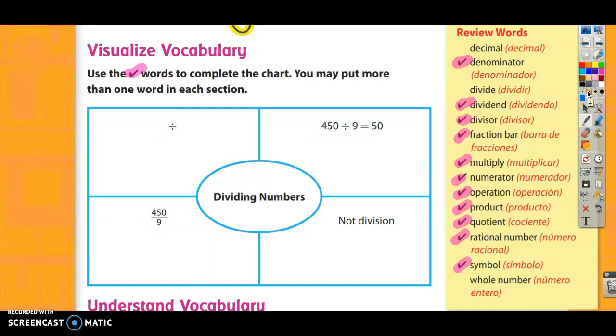So the first one is the division sign. What would you put there? You could write the word division, but it isn't even one of the options. There's dividend and divisor, but it's not one of the options. You could put operation, because that's what this is. It's an operation sign. And you could put symbol. That's one of our checkmark words.